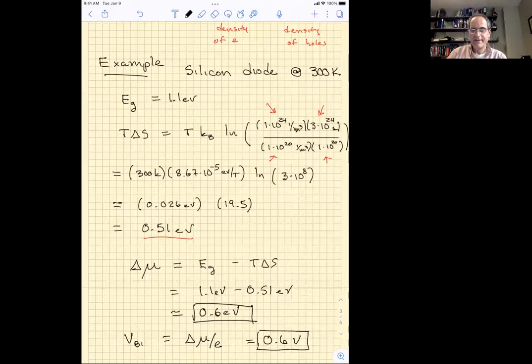Whew. I know it's kind of complicated, but this effect due to finite temperature turns out to be important, particularly when we talk about devices like solar cells. And I wanted to show you where it comes from. Okay, let's stop here.